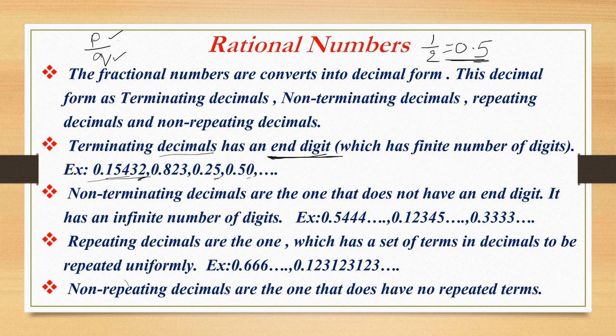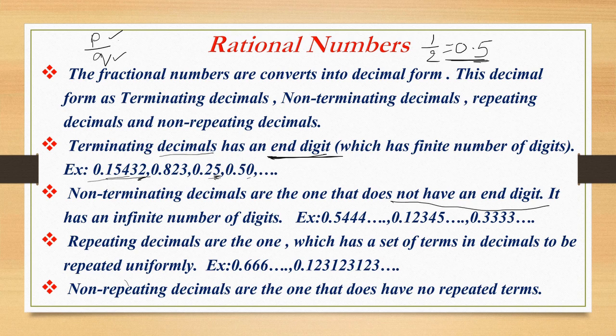The second one is non-terminating decimals. Non-terminating decimals are the ones that do not have an end point. In terminating decimals, end digits are there. In non-terminating decimals, there are no end points. For example, 0.54444, where 4 is repeated. And 0.12345, here the remaining numbers are repeated.